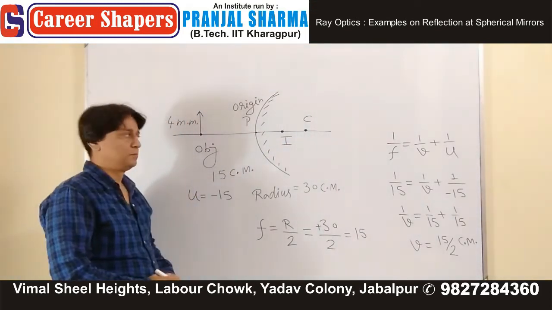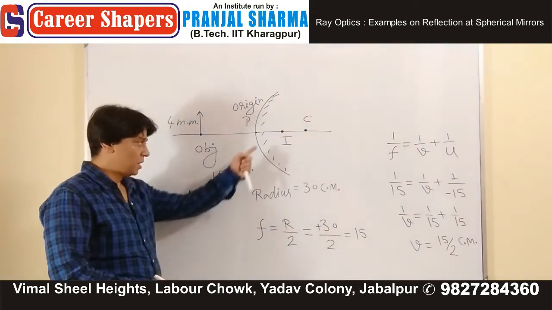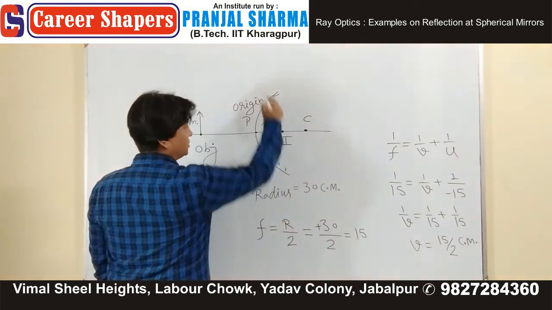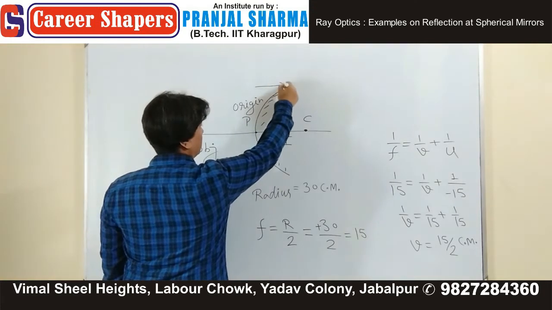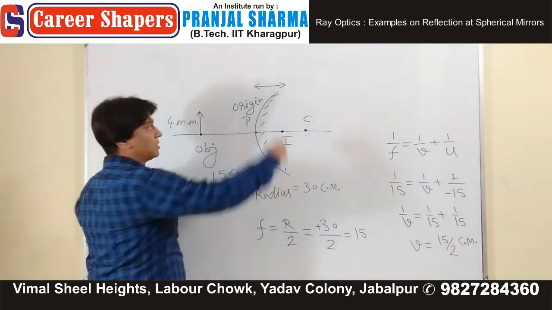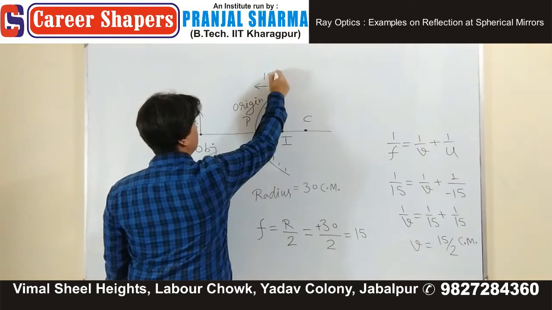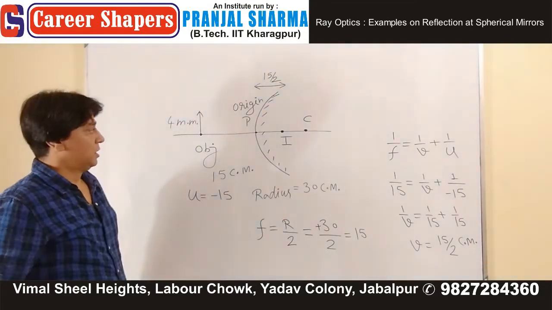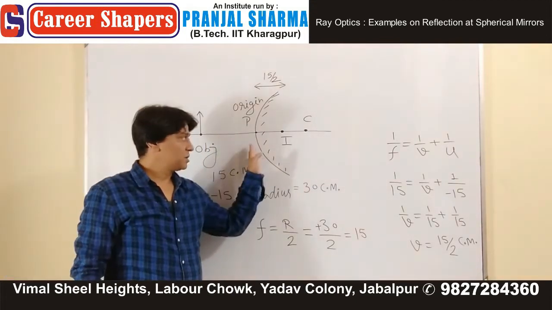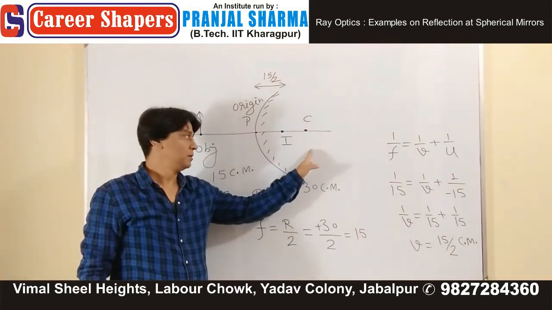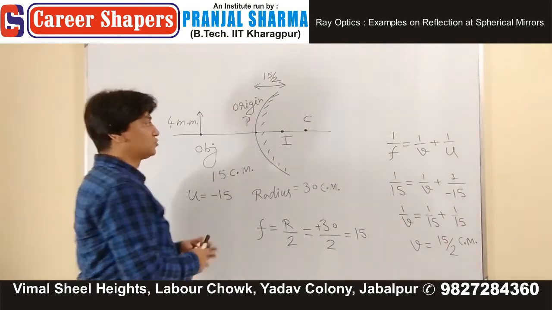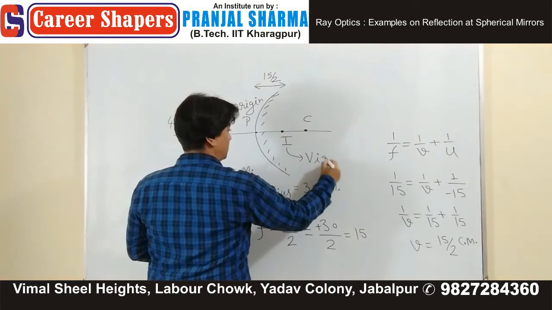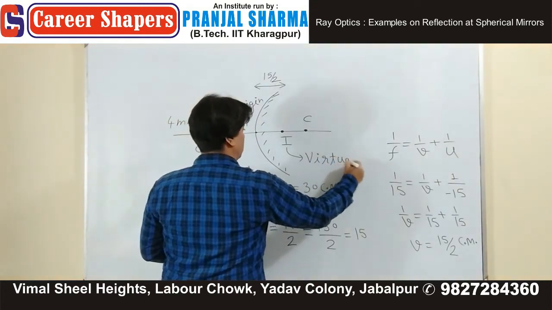Now, the distance from pole to image is coming what? 15 by 2 centimeter. The moment you say the image is behind the mirror, it immediately becomes a virtual image. So this image is virtual.